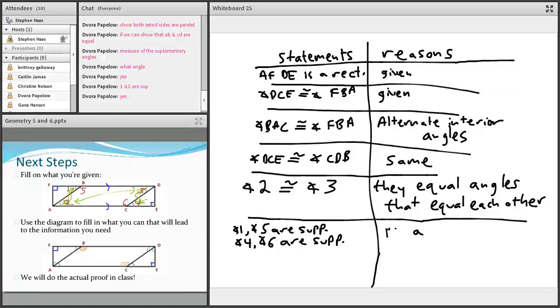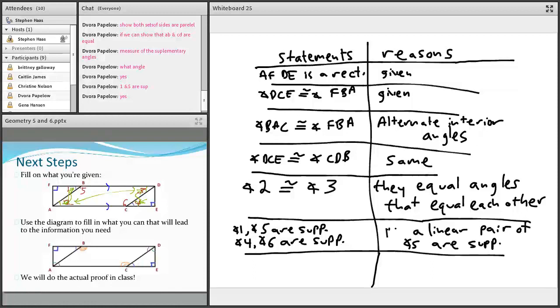A linear pair means two angles in the same line. I'll use the diagram to mean angles. A linear pair of angles are supplementary. On that, what's the next logical step?